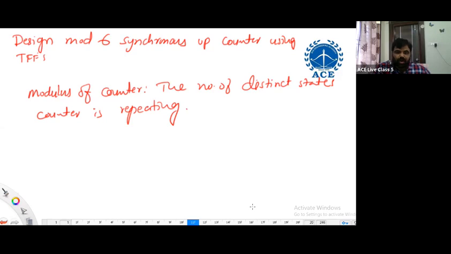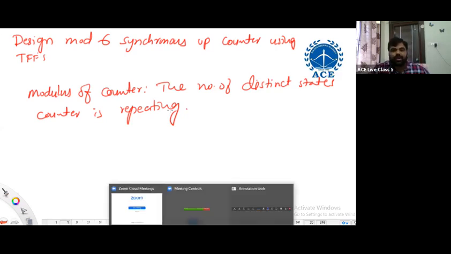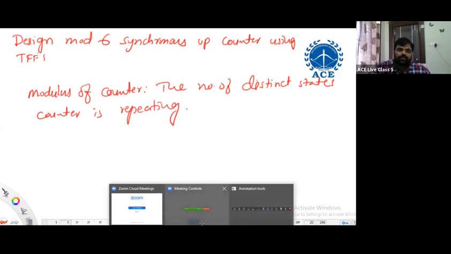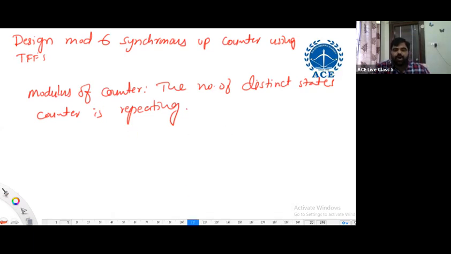What is the modulus of a counter? A counter is getting repeated. What is the sequence it is going through? In that, the number of distinct states it is repeating is called the modulus of the counter. In a cycle, it is repeating, right? So which states is it repeating, and how many different states? That number of repeating states is called the modulus of the counter. Now complete this mod counter.